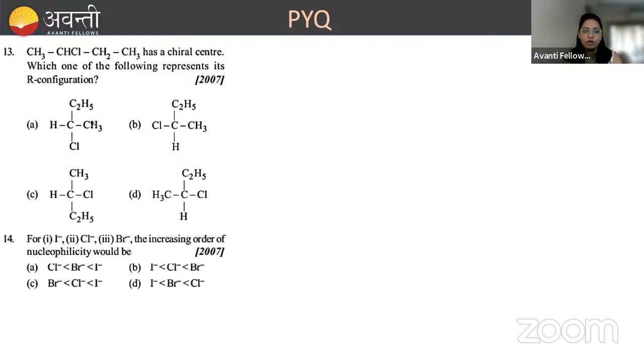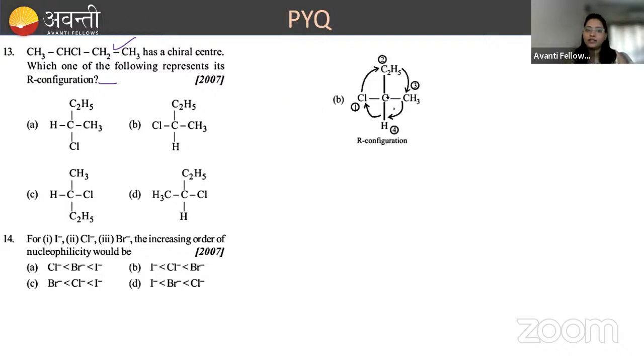CH3CHCl, this is our molecule, has a chiral center. Which of the following represents the R configuration? So you know what is R configuration and S configuration. So here what we need to do is draw the structure of this given molecule. After drawing the structure, identify the chiral carbon atom. Identifying the chiral carbon atom, start giving the priorities to each group attached to the chiral carbon atom. So here I have done that.